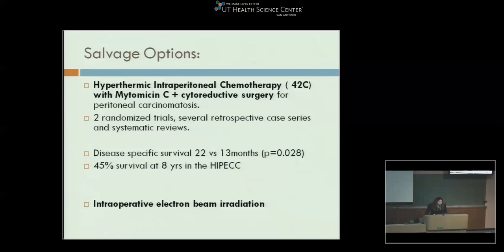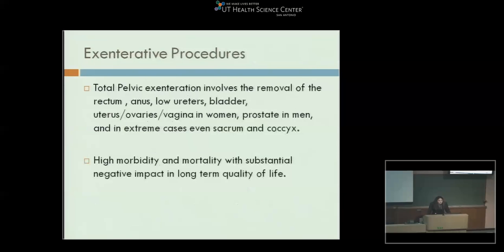Other options do include intraoperative electron beam radiation. As part of the salvage procedures, there's also exenterative procedures, which is a total pelvic exenteration, which involves the removal of the rectum, the anus, the ureters, the bladder, pretty much everything that is within the pelvis. In extreme cases, even the sacrum and the coccyx. This, however, does have a very high morbidity and mortality associated with it, with substantial negative impact in the quality of life of the patient.